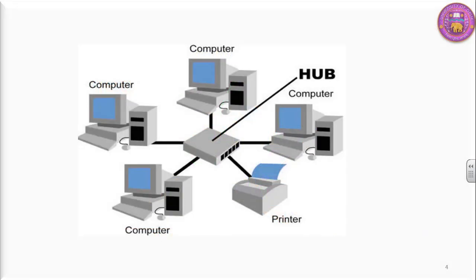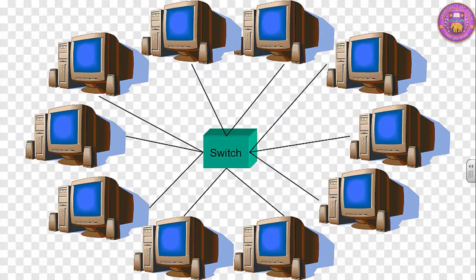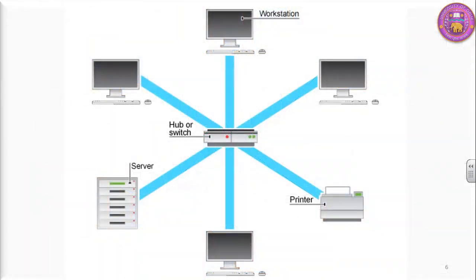Here you can see that in the center there is a hub and there are a number of computers which are attached to this particular hub. This makes a star formation. In the second picture we see that a number of computers are connected with the help of a particular device that is called switch. And in the third image you can very well see that a number of devices are connected, and they can be connected either with the help of hub or switch.